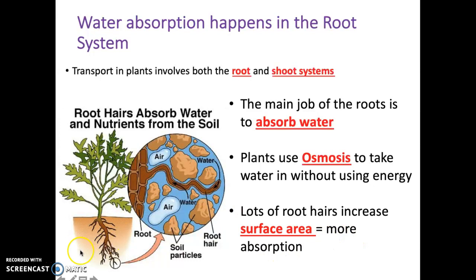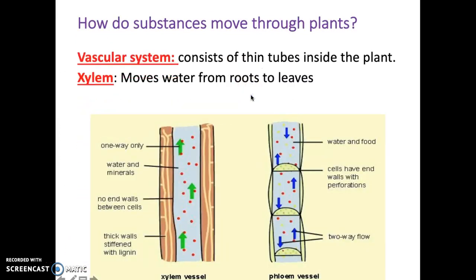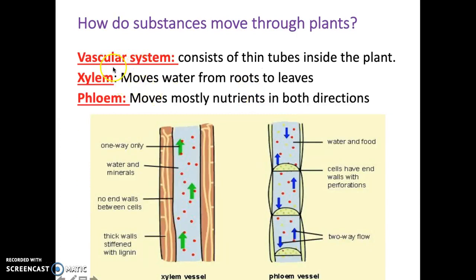So that is something that is actually good for the plant. So the next thing that we have here is the vascular system. And the job of the vascular system is to basically transport water and nutrients throughout the plant. So it says here that the vascular system consists of tiny tubes inside of the plant.